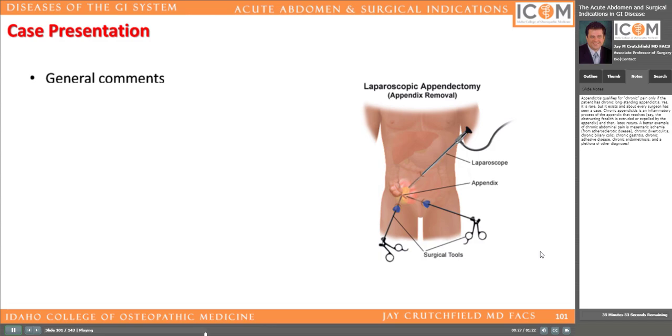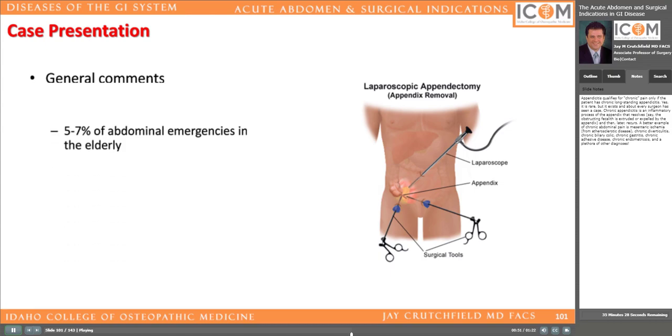A better example of chronic abdominal pain is mesenteric ischemia from atherosclerotic disease, or chronic diverticulitis, or chronic biliary colic from underlying chronic cholecystitis, or even chronic gastritis or chronic adhesive disease, chronic endometriosis, and a plethora of other diagnoses. But let's look at some of the statistics for appendicitis.